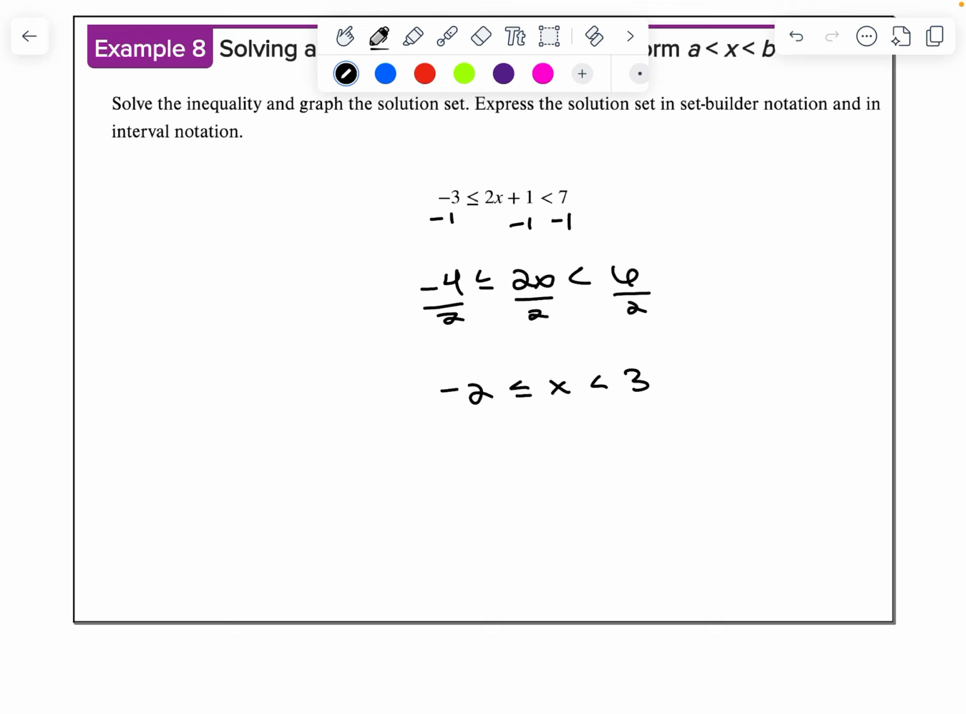My set builder notation, instead of writing this whole thing out, again, I'm just going to say it's the set of x such that this is true. My graph is going to be everything shaded between negative 2 and positive 3.